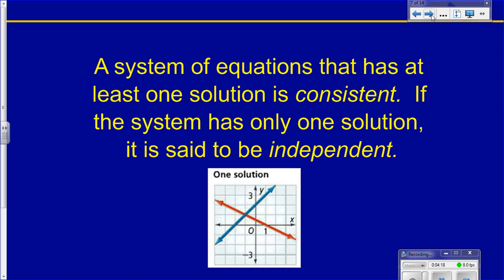A system of equations that has at least one solution is referred to as being consistent. If the system has only one solution, it's not only consistent, but it can be called independent. And that's what those prior three examples are. They only had one solution. They had one point where the lines crossed. So they are both independent and consistent.